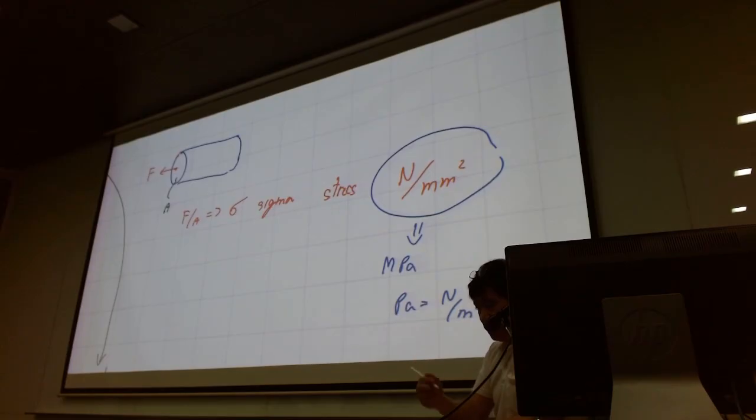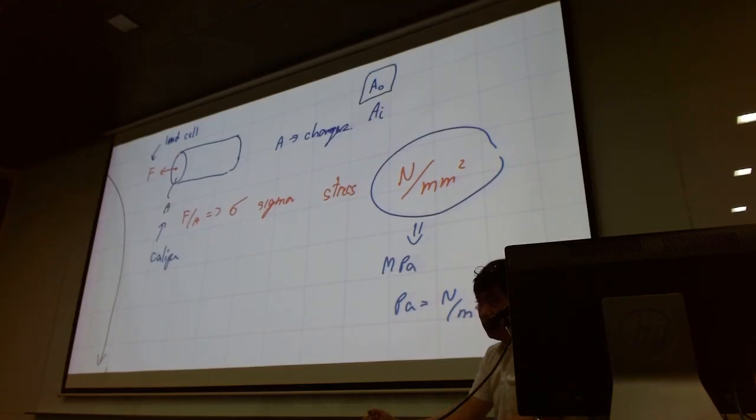So of course, if we get the force from the load cell, and this from caliper, you can do the conversion and get the stress calculation from the measurement of the machine. And usually, with the deformable body, along the way, the area changes. So we have A0, which is the initial area, and Ai, which is the instantaneous area. We're using A0 when you do the calculation.